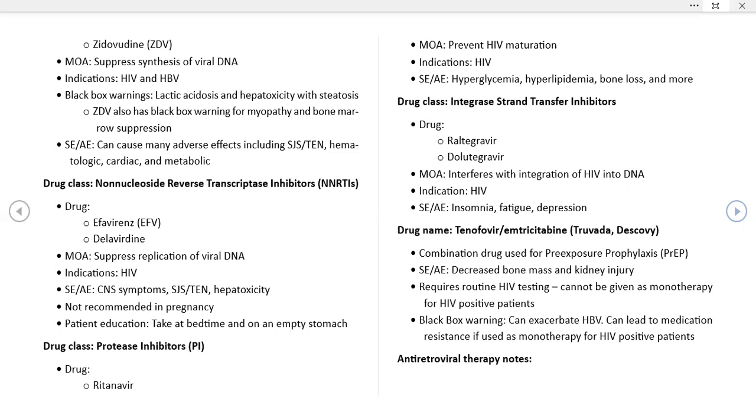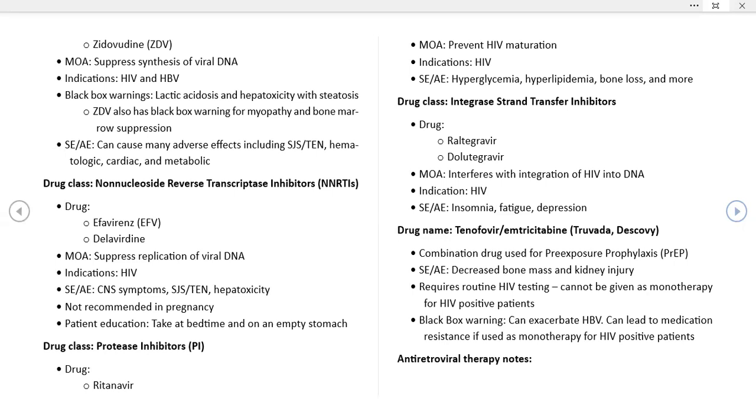Next, we have the NNRTIs. Before we go any further, if I didn't already mention this, all patients with HIV are going to be on multiple medications. They're never only going to be on one. They're usually going to be on 2 to 4 different drugs in order to treat their HIV. So the next medication we have here is efavirenz. And this is going to suppress the replication of viral DNA, similar to what the previous one did. And this is, again, used for HIV. This does have side effects of causing CNS symptoms, Stevens-Johnson syndrome or toxic epidermal necrolysis, as well as hepatotoxicity.